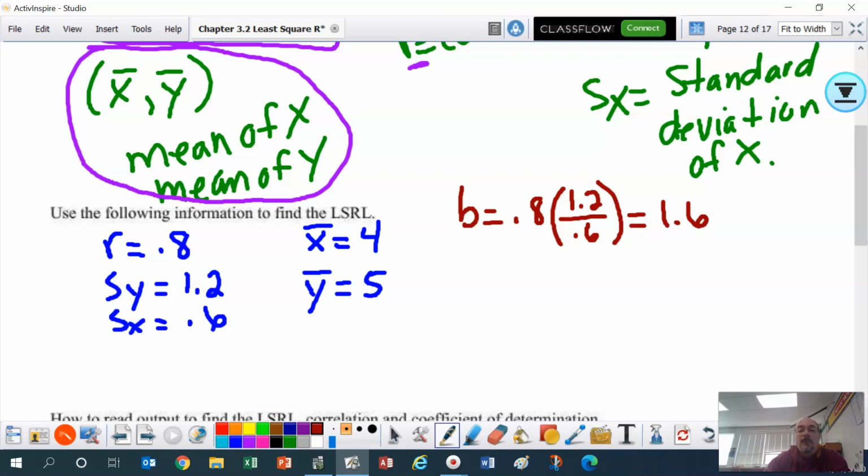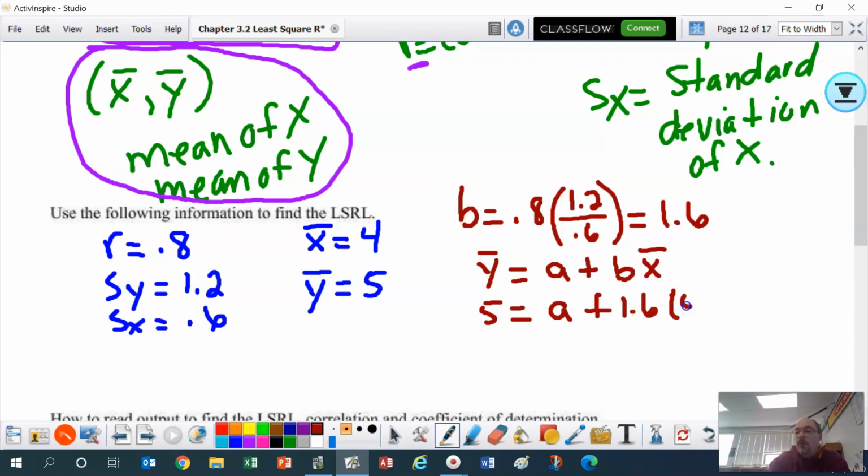Okay, now, in order to find A, I'm going to have to plug in the numbers that I know here. So I know the mean of Y. Again, they have to give this to you. The mean of Y is 5. I don't know A, that's what I'm going to find, plus B, I just found it, 1.6, and then the mean of X is 4. So I'm going to find my y-intercept is what I'm finding here, ladies and gentlemen.